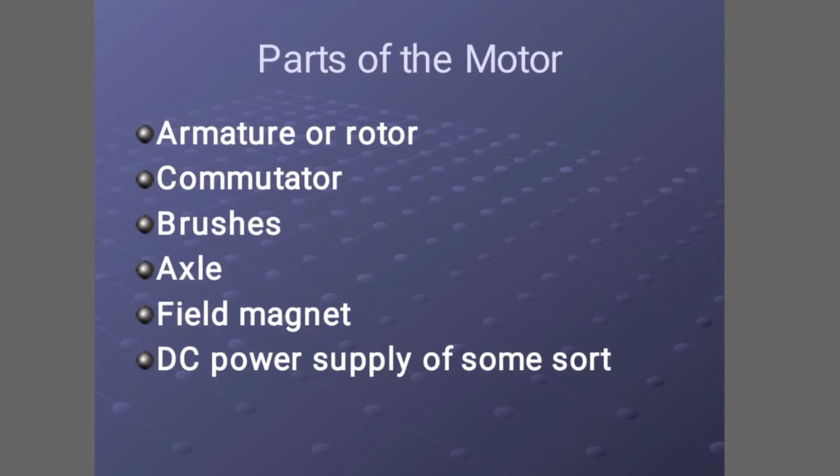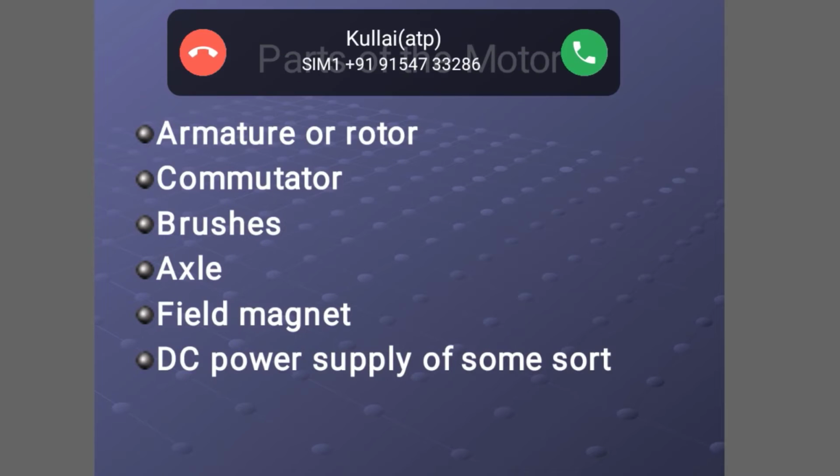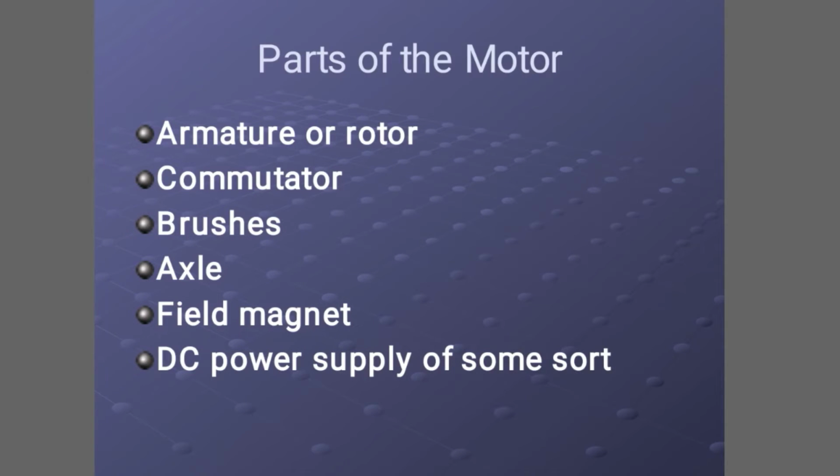Parts of the motor. The basic parts of the motor are armature or rotor, commutator, brushes, axle, field magnet, and a DC power supply of some sort. Sorry, armature or rotor, commutator are the split rings. Then go to another slide.